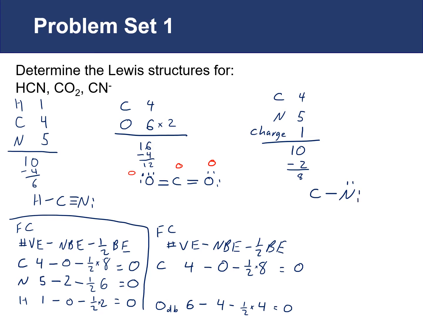1, 2, 3, 4, 5, 6. That's used up 6. We have 2 left over. And so we are going to put those on our carbon. So 8 minus 8 gives us 2, minus 2 gives us 0 electrons left over. Okay, just as we had before, working out the formal charge.